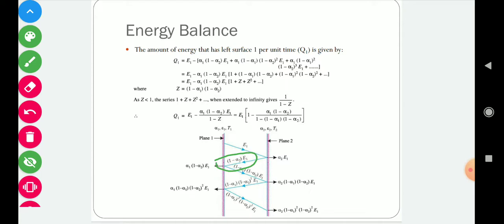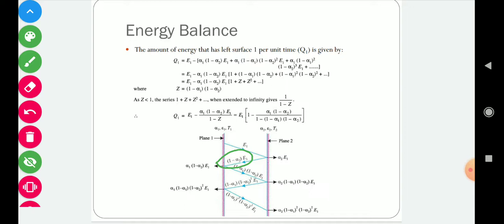This energy will reflect back and strike surface 1. If alpha 1 is the absorptivity of surface 1, and this is the amount of energy incident on plate 1, then alpha 1 times that is the amount of energy absorbed by surface 1, and the remaining energy will again be reflected back to surface 2. The remaining fraction will be 1 minus alpha 1, because alpha 1 is the fraction absorbed by plate 1. So the remaining fraction is 1 minus alpha 1, and the incident radiation is 1 minus alpha 2 E1 A2.